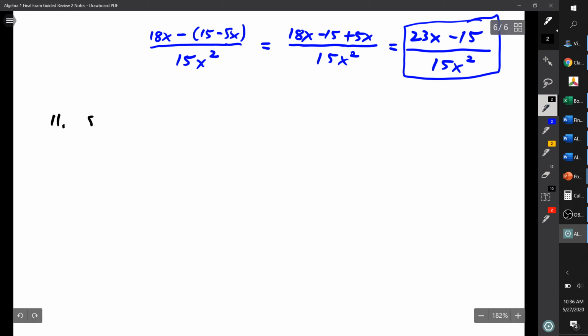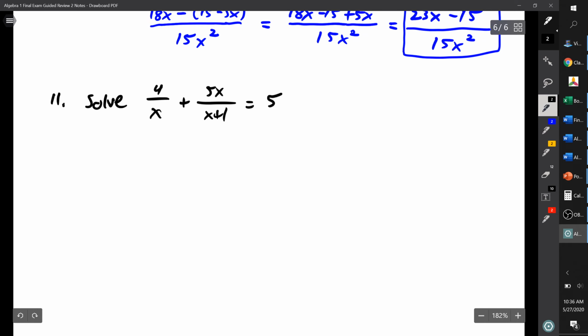Number 11, we have solve. Let's see what we get. 4 over x plus 5x over (x plus 1) equals 5. All right, so I cannot rewrite this as fraction equals fraction to do cross multiplying. So I just need to multiply everything by the least common denominator. And my least common denominator is just x times (x plus 1).